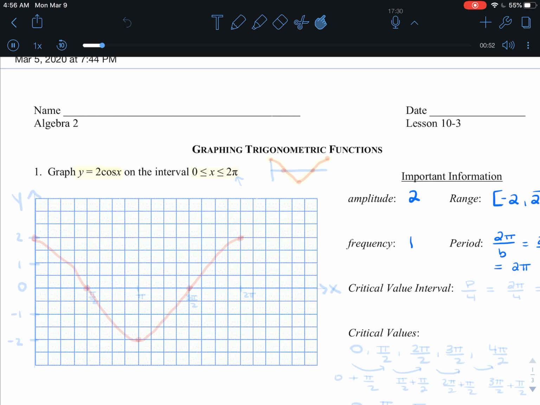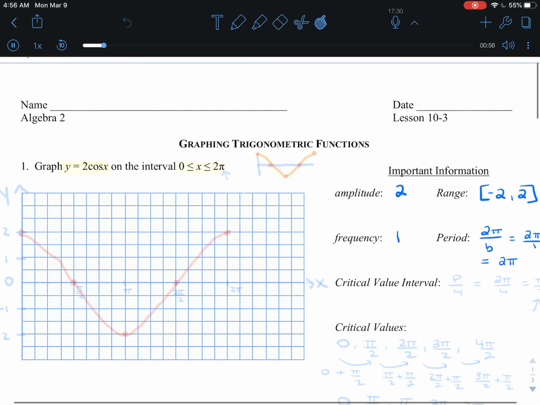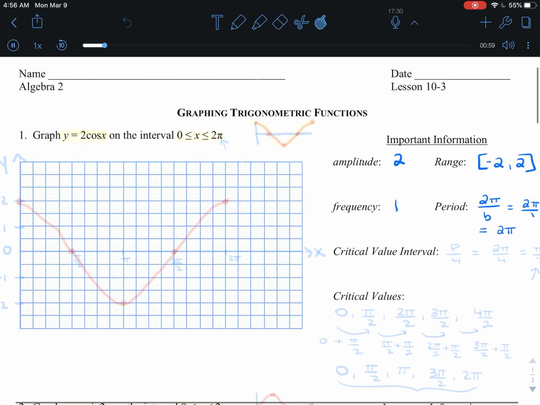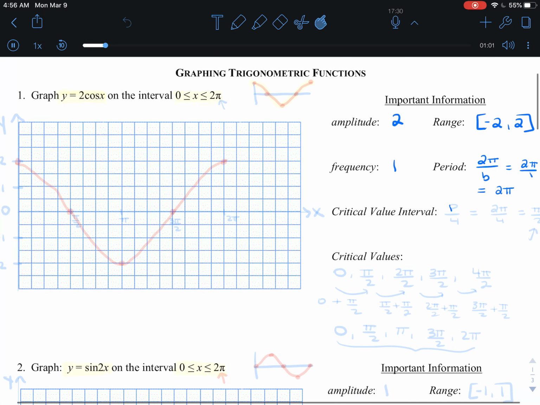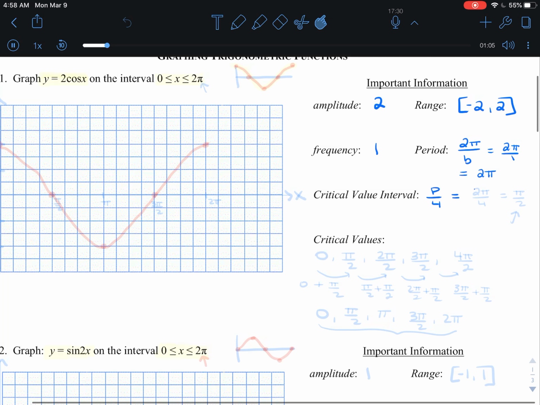Now, the critical value interval, we spoke about this on the first day, where we said the critical value interval is when you take your period and divide it by 4. This is going to help us label our x-axis. So this is going to become 2 pi over 4, which we can reduce to pi over 2.